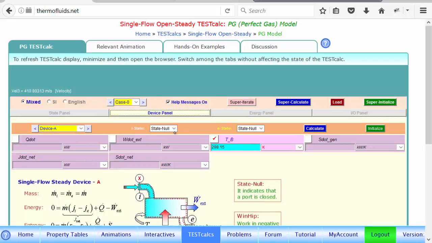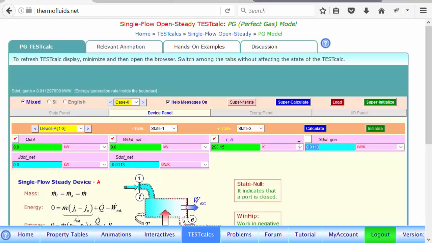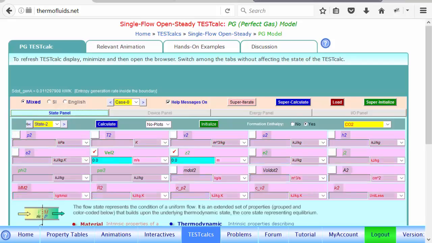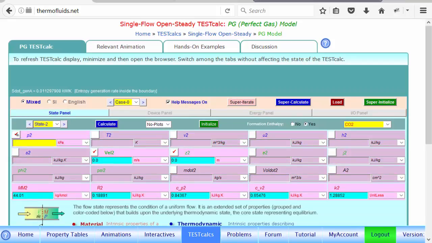To find the entropy generation rate, we come to the device panel, load the state 1 and state 3 as our inlet and exit state for the actual nozzle, no heat transfer and no work transfer. Calculate, and this produces the entropy generation rate, 0.0113 kilowatt per Kelvin. And now the final part, to go and calculate the isentropic state, state 2, which is the easy one to do.